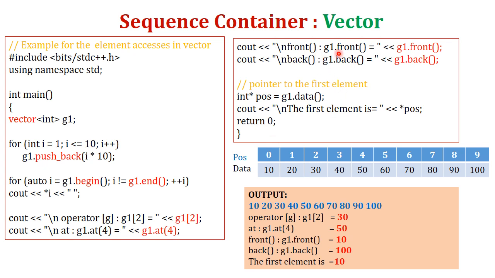And next one is g1.front. What is the front value? 10. Then g1.back. What is the last value in the vector? 100. That will be printed. Then g1.data is stored in a pointer variable. So now we are going to print the pointer variable. Automatically it will start with the first value. The value is 10.